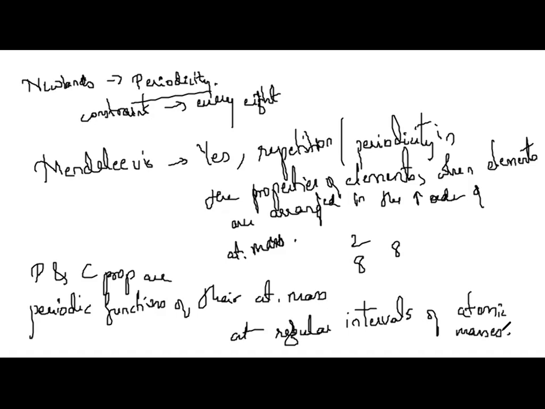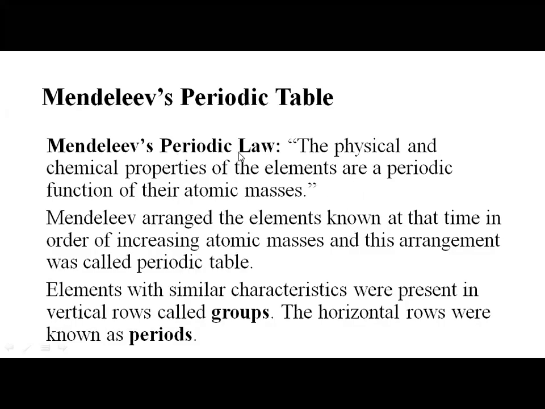So according to Mendeleev's periodic law, when you arrange the elements in the increasing order of the atomic masses, the repetition in the physical and chemical properties of the elements is seen at regular intervals of atomic masses. Not exactly after 7, not at every eighth element. After regular intervals, there is repetition in the properties. So this was called Mendeleev's periodic law: the physical and chemical properties of the elements are periodic functions of their atomic masses.